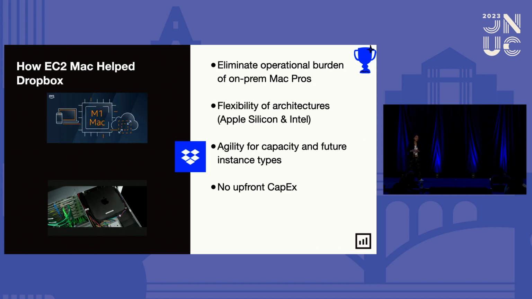Second is workload flexibility. We can easily adapt our processor architecture mix to align with the changing requirements of our workloads over time, optimizing resource allocation. Third, future-proofing. AWS EC2 Macs have positioned us for the future. They offer the flexibility to switch between different instance types as AWS expands its offering, ensuring that we stay up to date with ever-evolving technology.